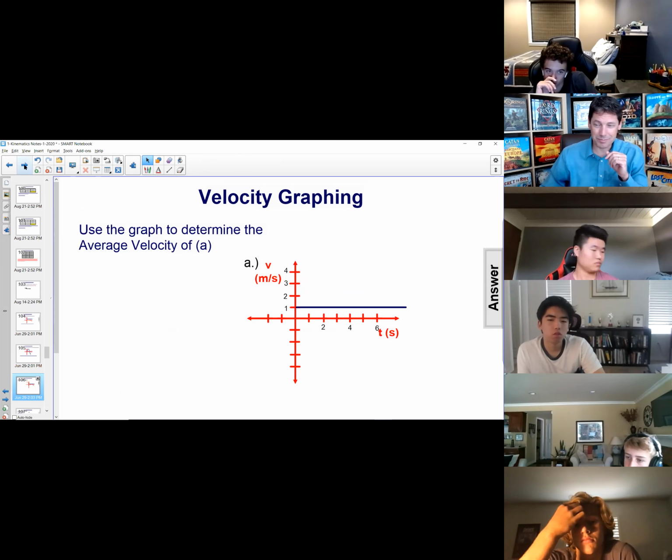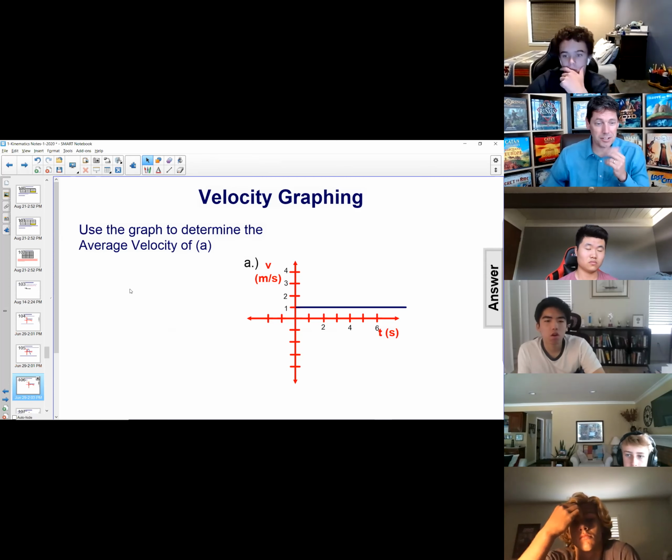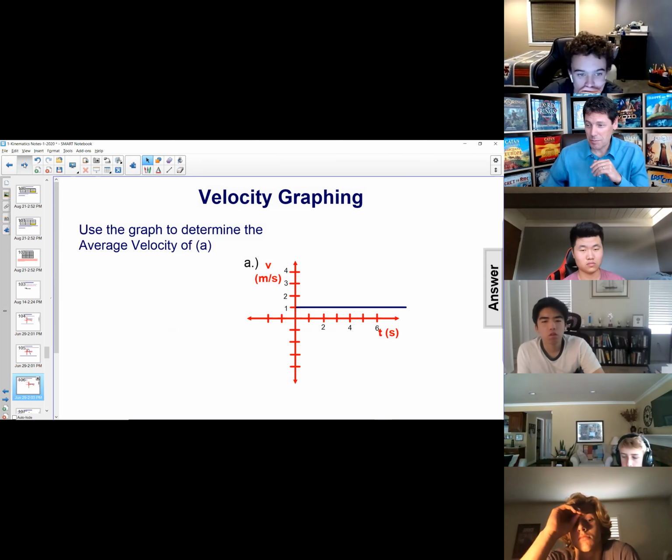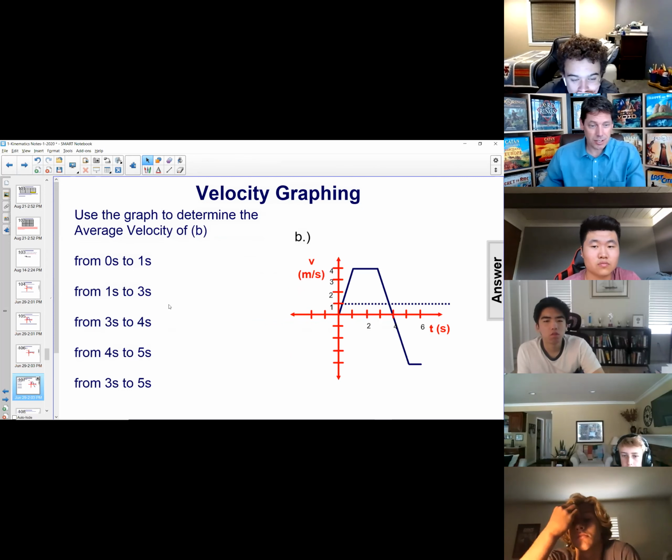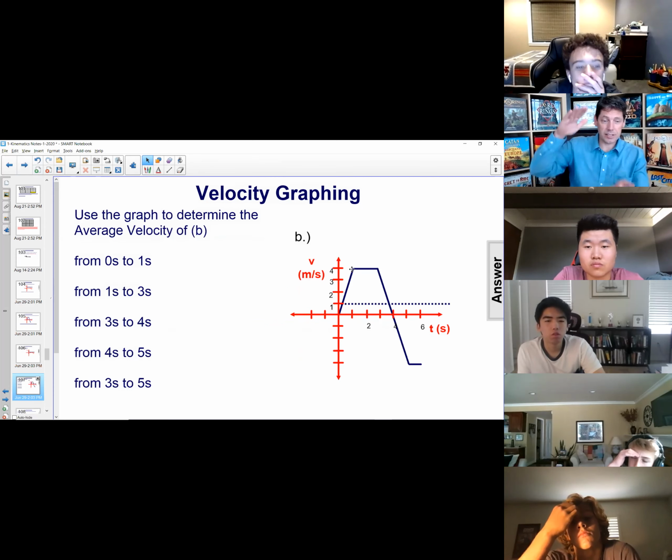So now back to the simple one. What's the average velocity given this graph? 1 meter per second. Never changes, so the average is constant, right? But for this one, it's different depending on what time frame we're looking at. So what is the average velocity from 0 to 1 second, 0 to 4 meters per second? What's the average in this first segment? 2 meters per second. It starts at 0, ends at 4.